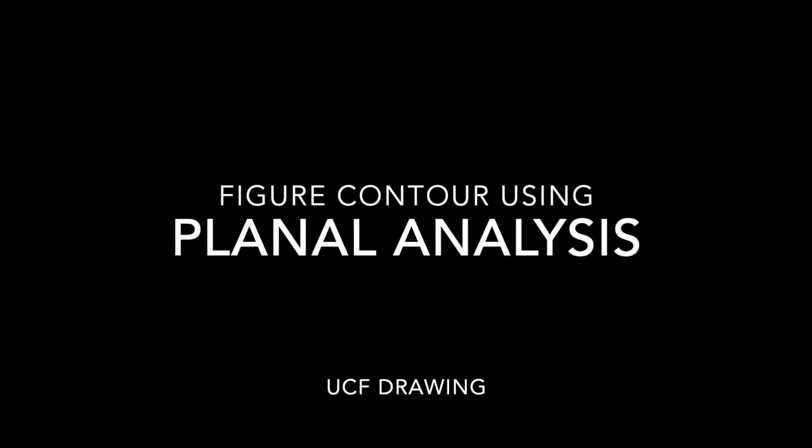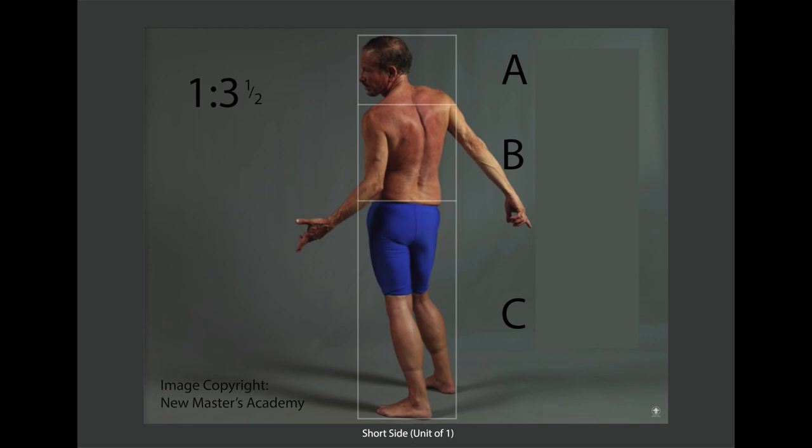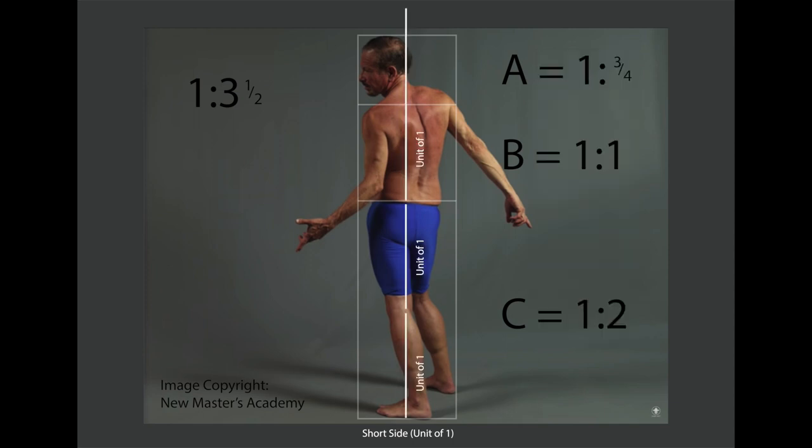This week's tutorial will have you using straight line analysis to find planes of the figure. As always, you will first find your limits by finding the proportion of your entire figure as seen here. Once you have your overall proportion, you're going to use your short side, or what we call the unit of one, to figure out the proportion of the C, B, and the A of the figure.